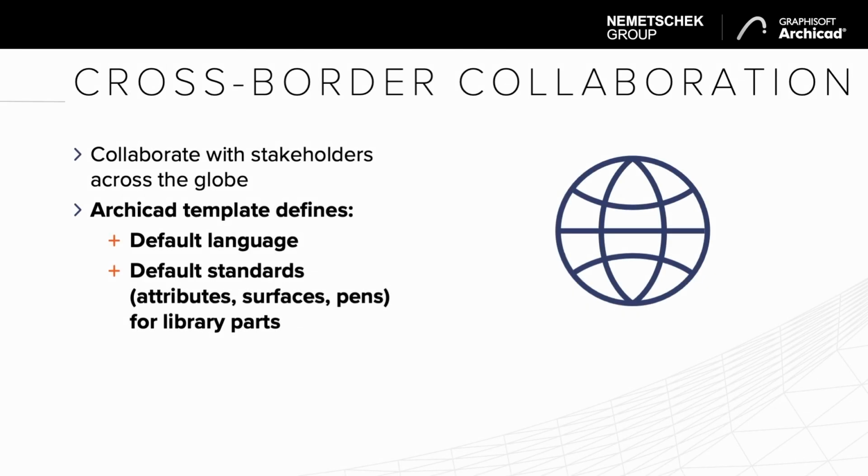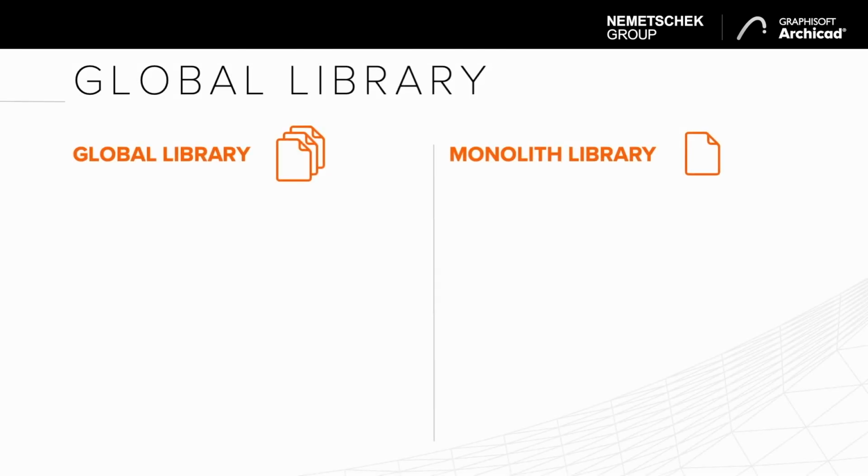The Global Library makes collaborating with stakeholders across the globe easier by standardizing library content across different language versions of Archicad. Let's compare the previous library format, the monolith library, with the new library format, the Global Library.